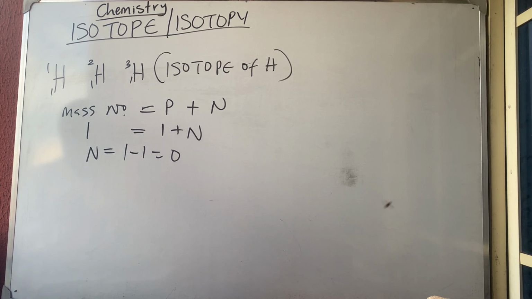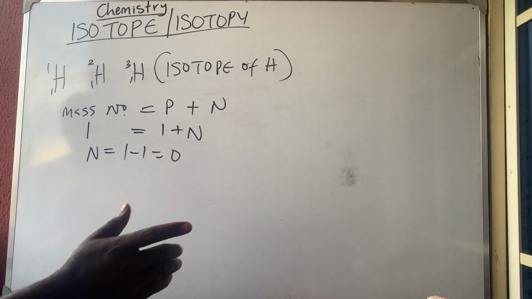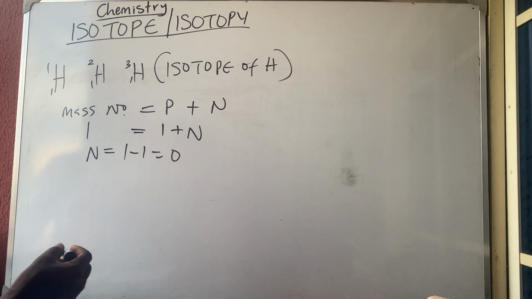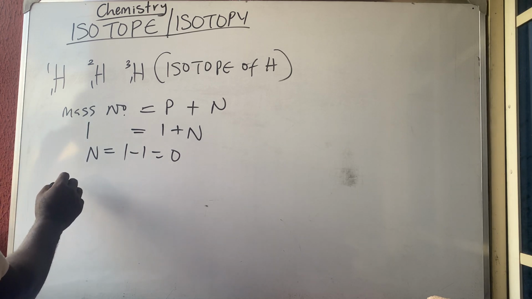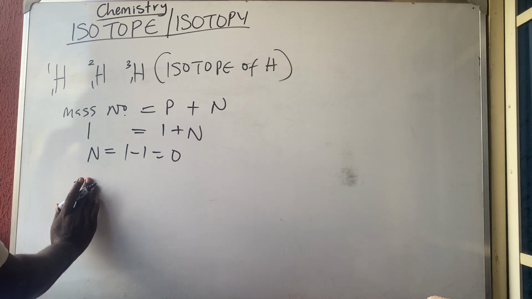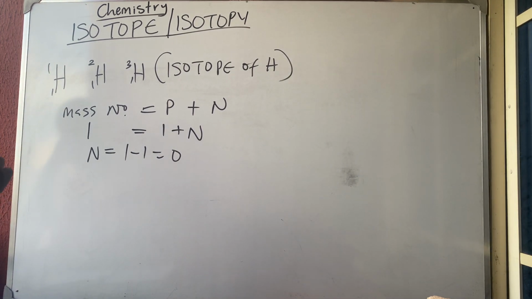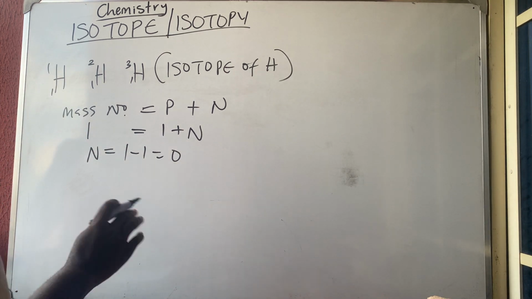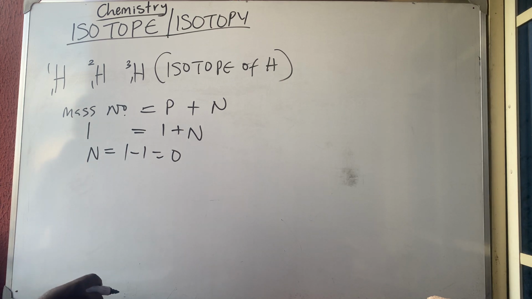Okay, so let's note that if the relative atomic mass of an element or atom is a whole number, then it doesn't have isotopes. But if its relative atomic mass is not a whole number, then it has isotopes. Okay, so let's note that.